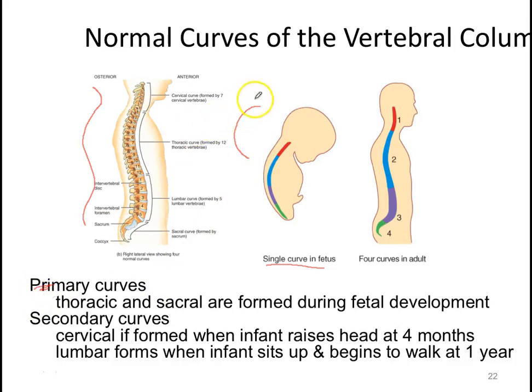The ones that still bend this way are the thoracic curve and the sacral curve. Those are considered primary curves. The cervical curve, the one in the neck, only forms once the infant is able to raise its head and hold it up. And then, same idea, once the infant is old enough to sit up and begin to walk, you start to develop the lumbar curve. Since they are not there right at birth, we call them secondary curves.